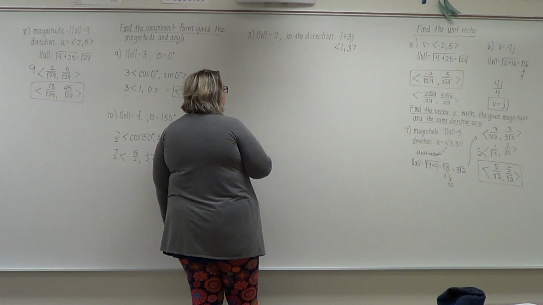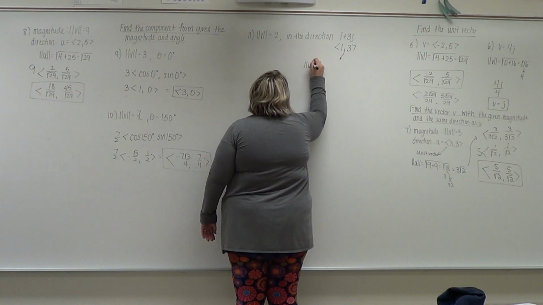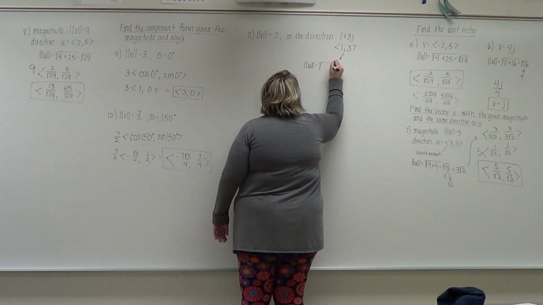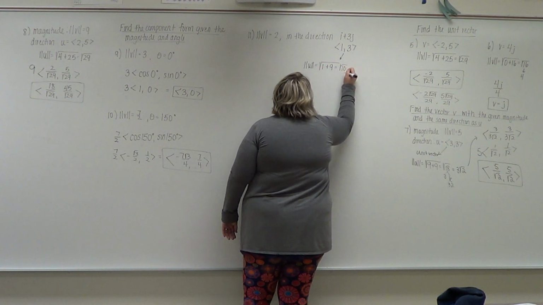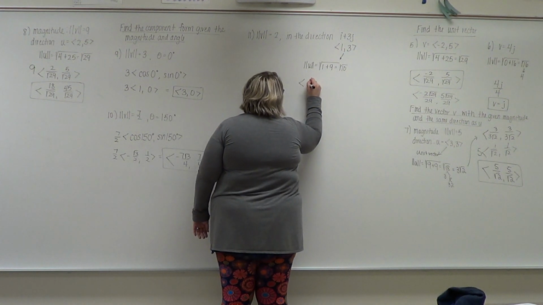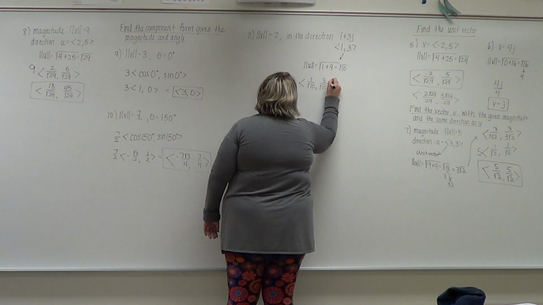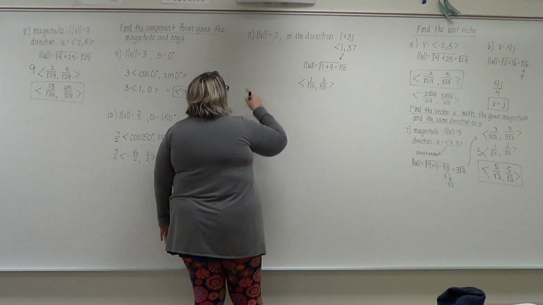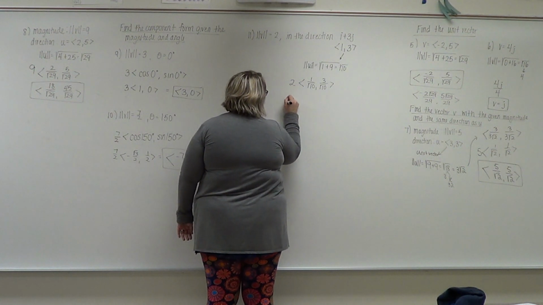So if I want my unit vector, I find the magnitude of this. I'm just going to call it u. So 1 squared is 1, 3 squared is 9. So the square root of 10. So my unit vector would be 1 over square root of 10, 3 over square root of 10. And then I know my length is 2, so then I just multiply by 2.